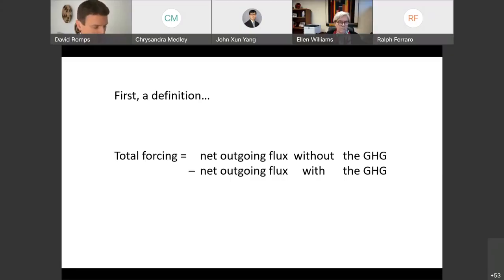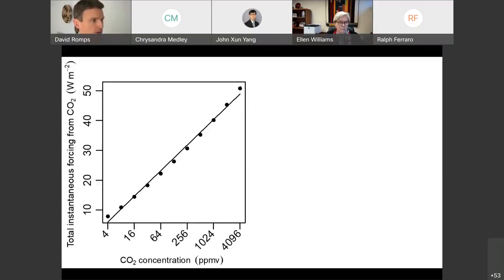With that definition in hand, we then look at the total instantaneous forcing from carbon dioxide as a function of the carbon dioxide concentration. This is for a particular snapshot of that cloud resolving model, chosen because it has lots of nice complication with relative humidity distributions and clouds, etc. What you see is that on the x-axis we've got the carbon dioxide concentration, and it's a log axis. The concentration spans from 4 to about 4,000 parts per million by volume, so 3 orders of magnitude.